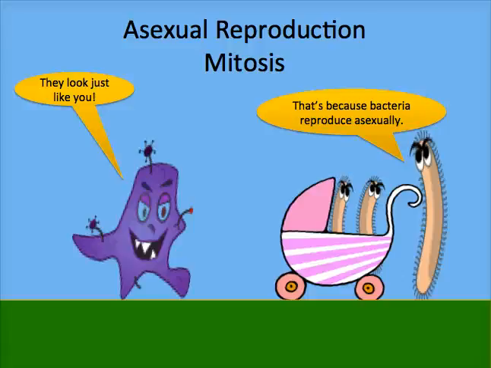Asexual reproduction occurs when a single organism undergoes mitosis to produce genetically identical offspring. Mitosis is a process of cell division which results in the production of two daughter cells from a single parent cell. The daughter cells are identical to one another and to the original parent cell.